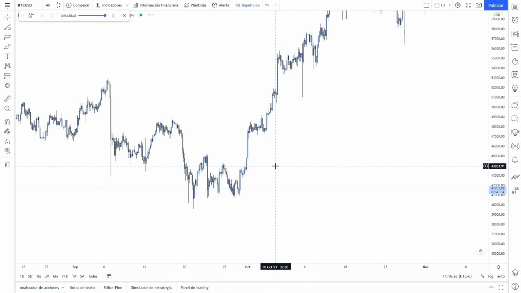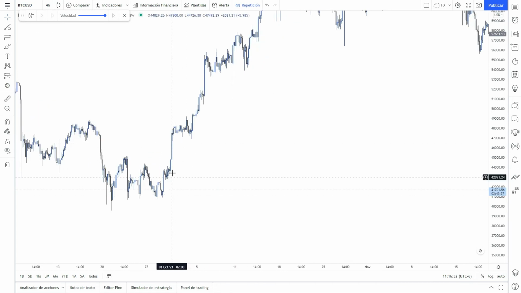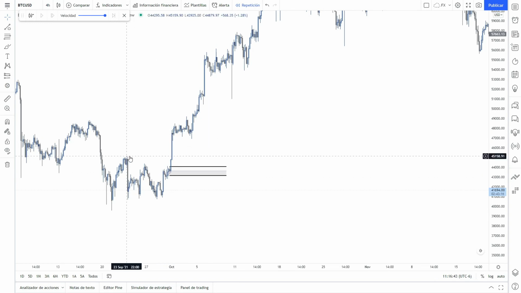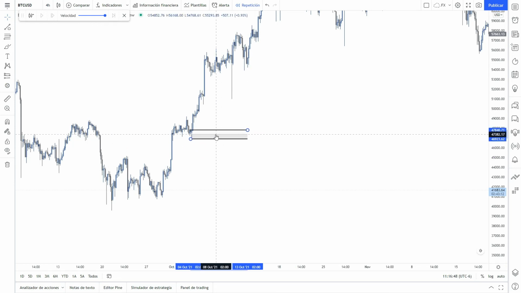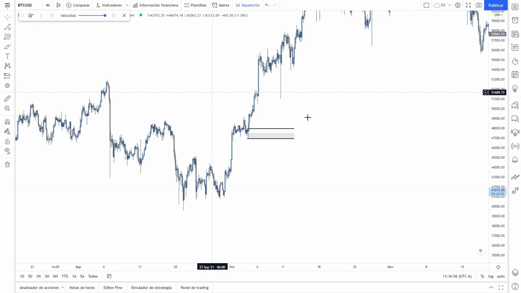Let's now use the same Bitcoin chart for demand examples. Let's see. We have here some demand levels. See, this is a demand level. Strong push to the upside. Highs removed. Now we have more demand levels here. See how this demand level created a new higher high.